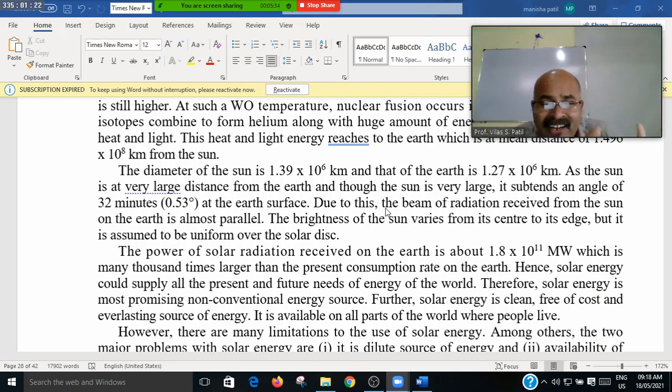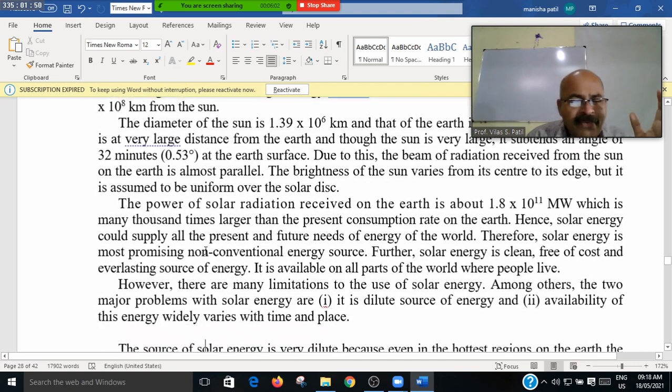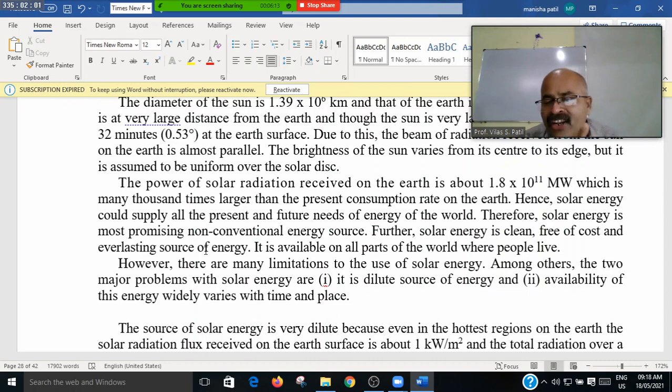That is, if we could convert all the solar radiation received on the earth into electrical energy, we would have enough for 2-4 such worlds, and we could generate that electrical energy. It means that the power of solar radiation received here is higher, many thousand times larger than the present consumption on the earth, and hence solar energy could supply all the present and future energy needs of the world.